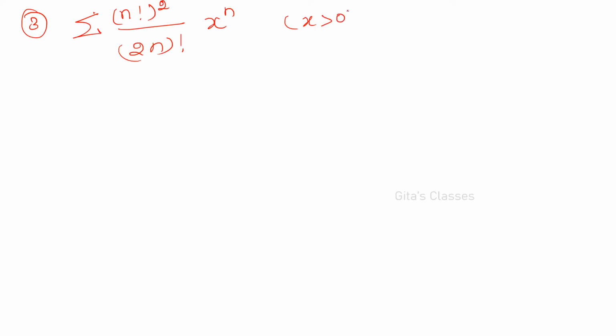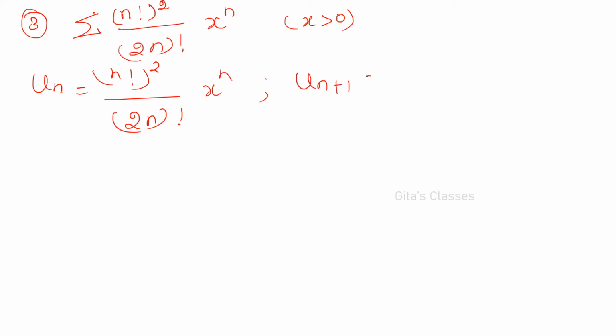One more question we'll see. Find the nature of the series sigma (n factorial the whole square divided by 2n factorial) into x power n, where x is greater than 0. So what is our u_n? n factorial the whole square divided by 2n factorial into x power n.